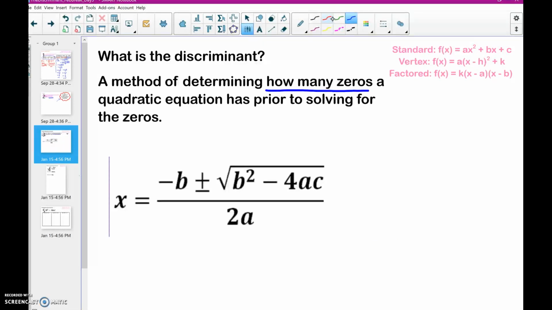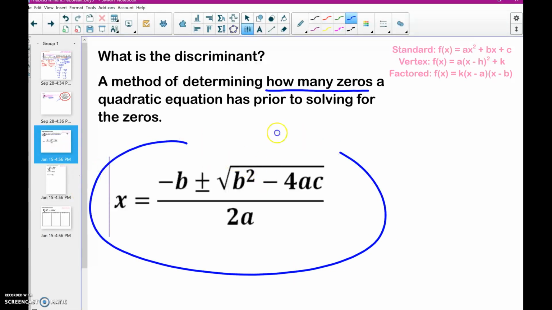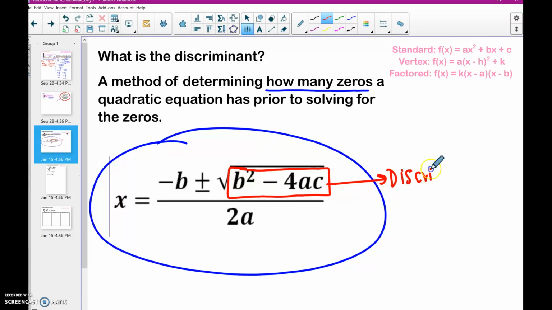So the discriminant, if we look at our quadratic formula here, the discriminant is this piece of it, the part underneath the square root. That represents the discriminant of the problem. And again, we can use that to help figure out how many zeros the quadratic equation has before we actually solve it.